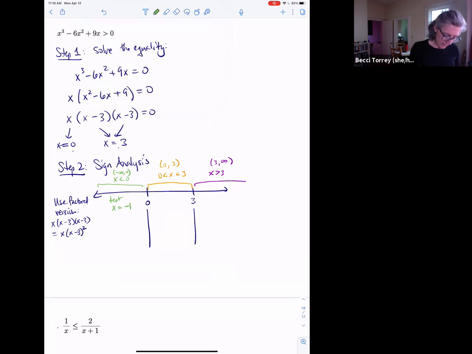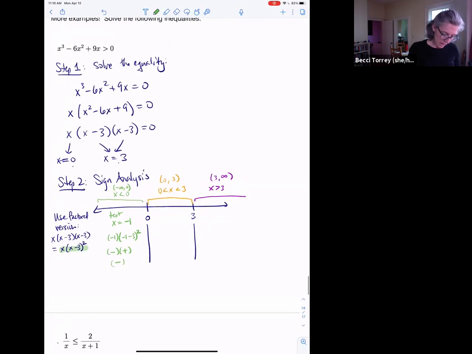So here I'm going to take x equals minus 1, and then minus 1 minus 3 squared. So this is going to be a negative number. And yes, this is minus 4, but I'm going to square it, so it's going to be a positive number. And negative times positive is a negative number. And these are negative numbers down here. And so these are not part of our solution. Not solutions.